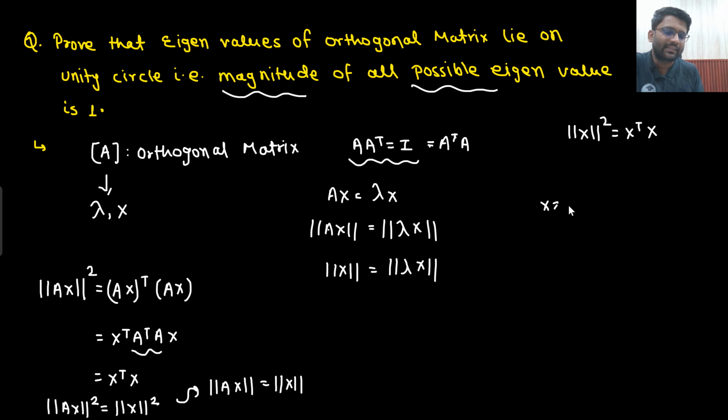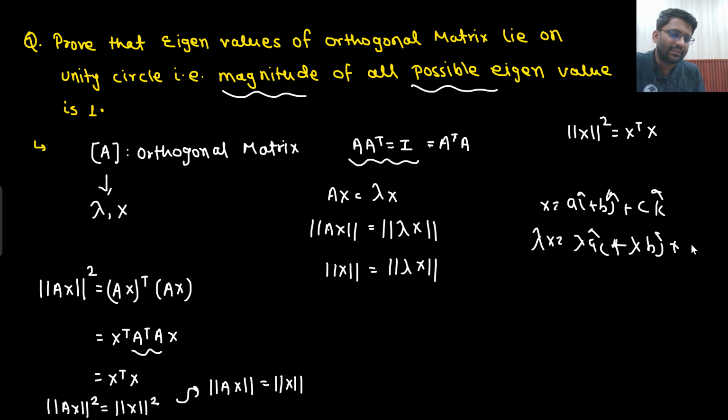Let's just say there was a vector x, a i cap plus b j cap plus c k cap, and I multiply this vector x with lambda. So lambda could be any value, no? It could be a real value as well, it could be an imaginary value as well, right? So lambda a i cap plus lambda b j cap plus lambda c k cap, right? And lambda I am taking common. So if I take the magnitude, what will be the magnitude here? Under root a square plus b square plus c square.